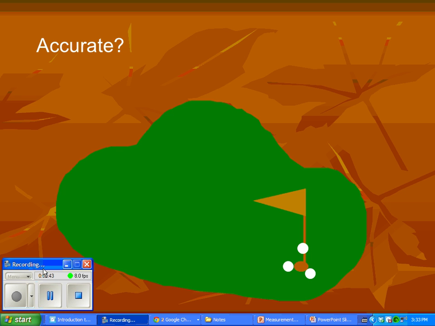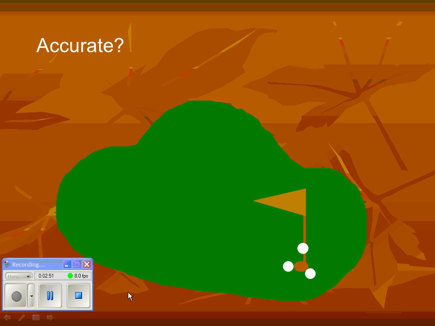So then we could hit the ball and we go right where we're supposed to be or where we're hoping to be. So we are accurate, and since we were able to duplicate it, then we are also precise.